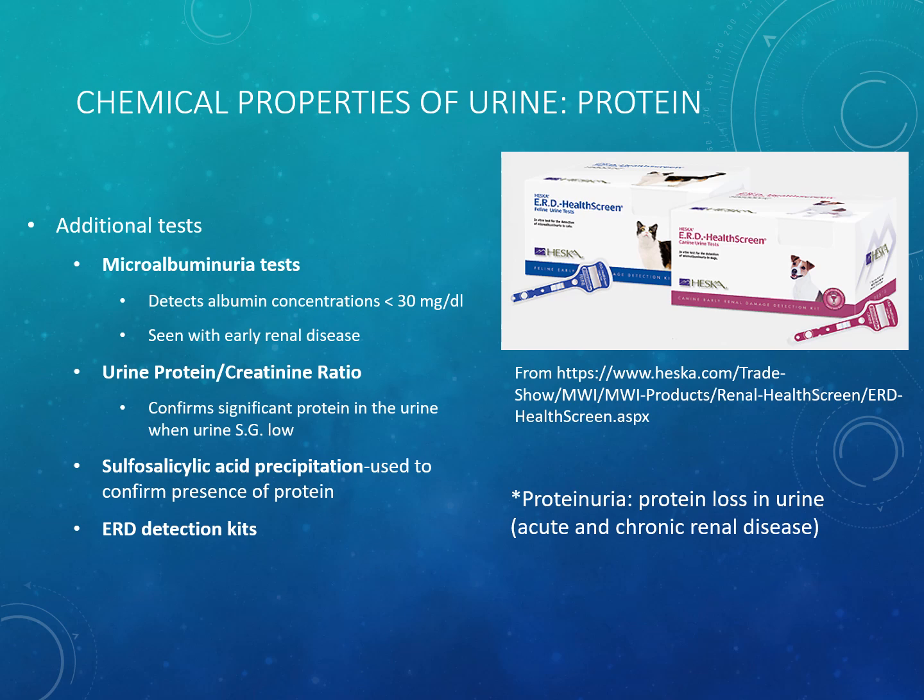And we also have something called an ERD, or early renal detection kit, which you're seeing in the picture, which can help to monitor renal disease. It is a screening test for microalbuminuria, or very small amounts of albumin in the urine. It detects and monitors ongoing nephron damage in dogs.